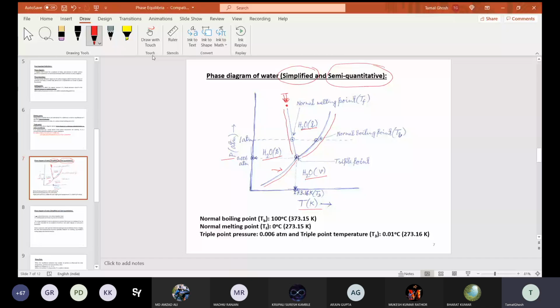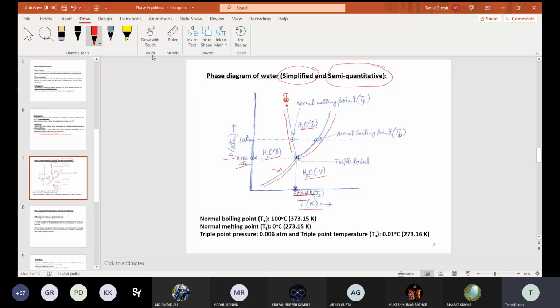Here the triple point values are shown. You can see 6 into 10 to the power minus 3 atmosphere and 273.16 Kelvin. Now this is mentioned as simplified and semi-quantitative. Two things have been mentioned. First is semi-quantitative. It is semi-quantitative because it has not been drawn as per scale, but the qualitative nature must be maintained when you are drawing this phase diagram.